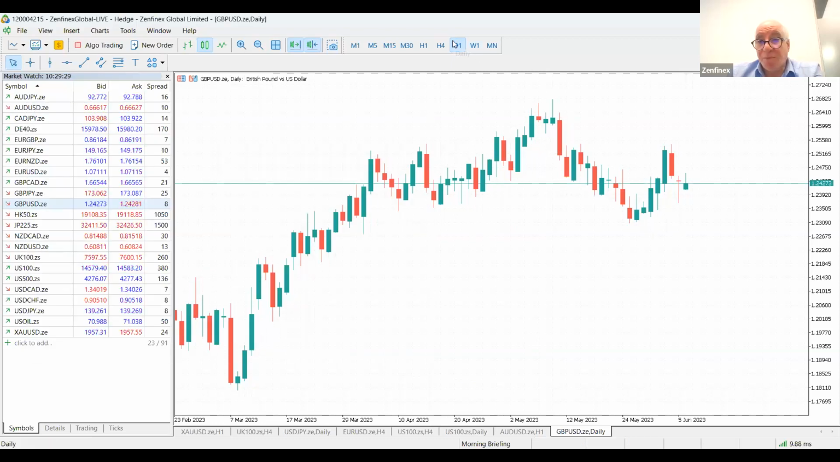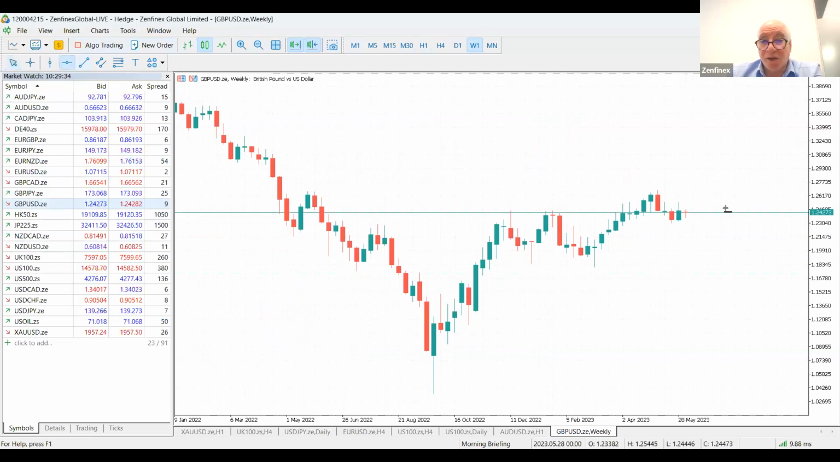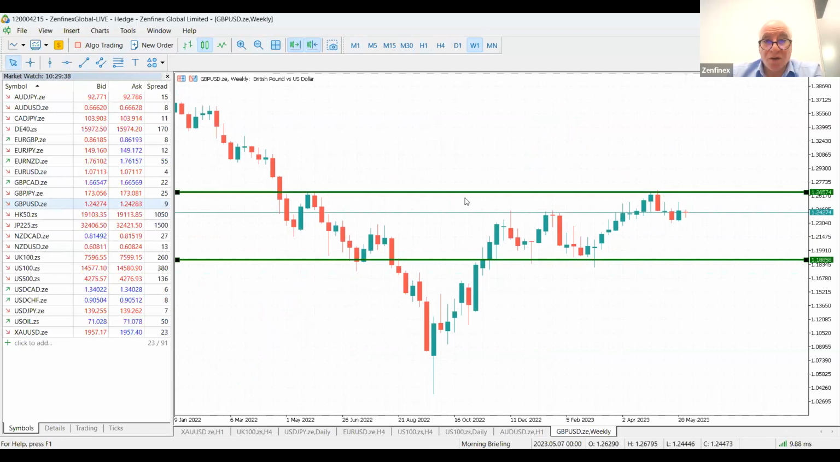So we're starting from a daily perspective. Let's go, and again, let's do the same old thing. Look for weekly levels. It doesn't take long. Resistance, resistance, support, support, support. This is our sort of area that we're going to be looking at for any trading opportunities.